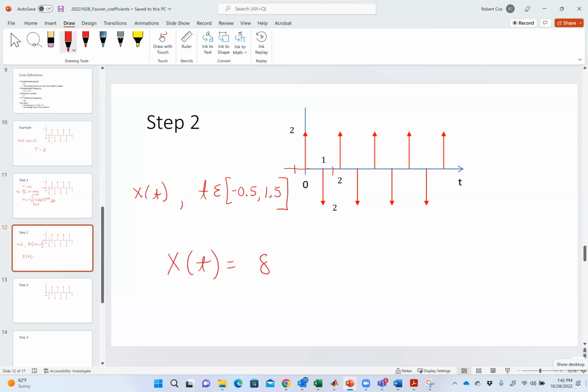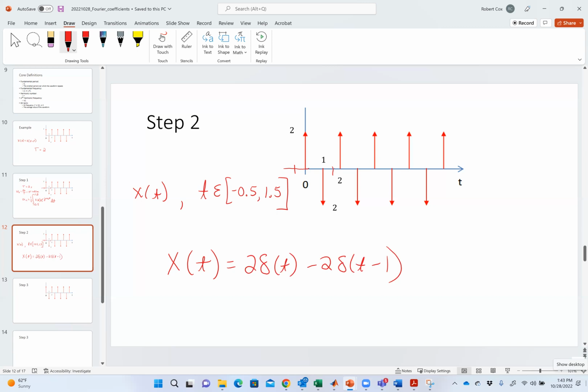Delta of t, 2 delta of t. Yep, because we said the area there is 2. Okay. And the other guy points downward, so it'd be negative 2. And it would be delta of t minus 1, right? Because it's shifted over to t equal to 1. All right. So now I've got a function for that guy.